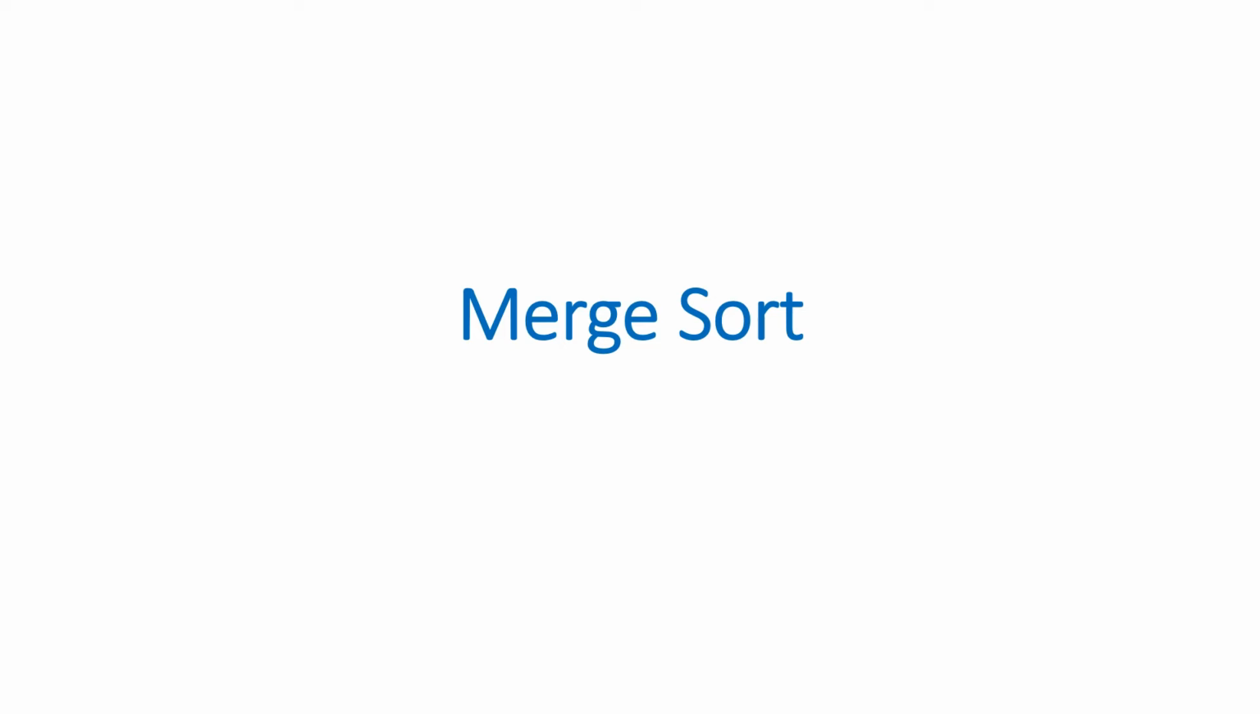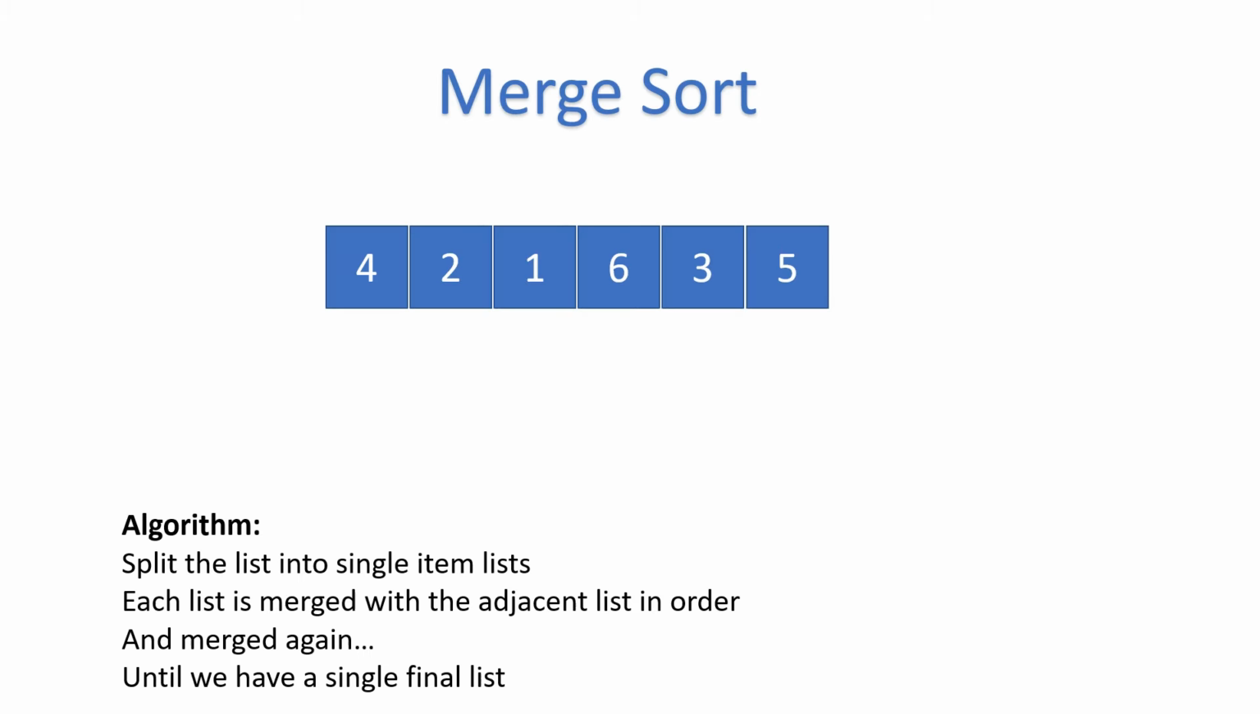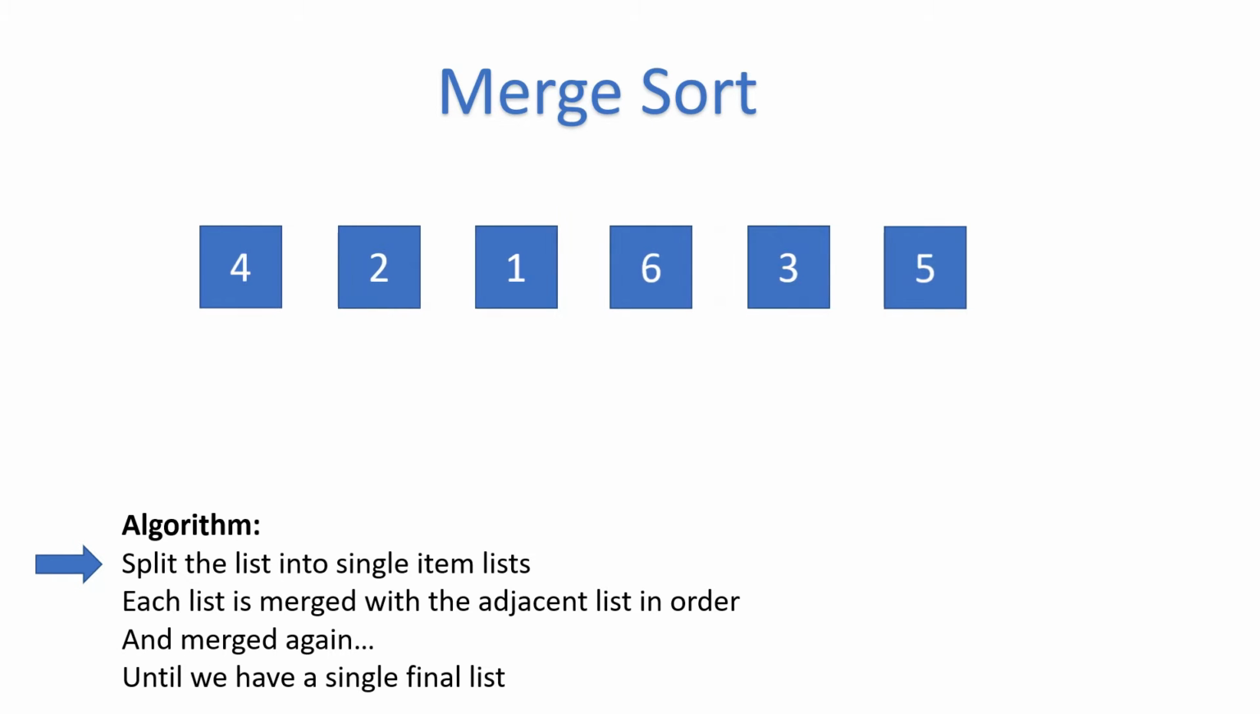First one we're going to talk about is a merge sort. If we're to have the following numbers 4, 2, 1, 6, 3, 5 and the merge sort algorithm is shown below, what we have to do first is take this one single list and make it into small individual items. So we split it up and we end up with 6 small lists.